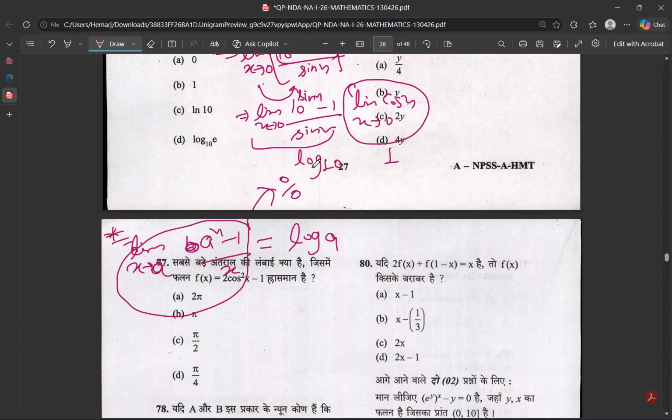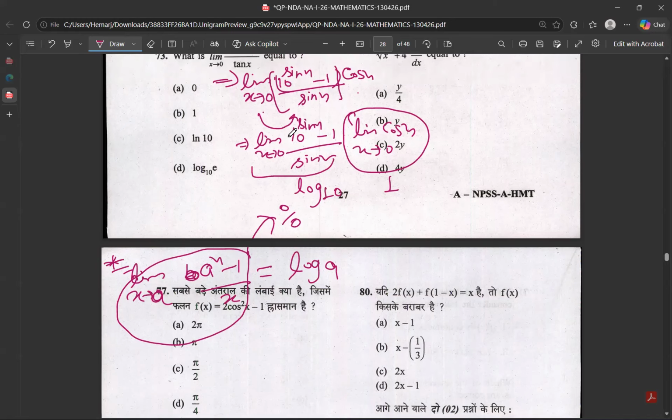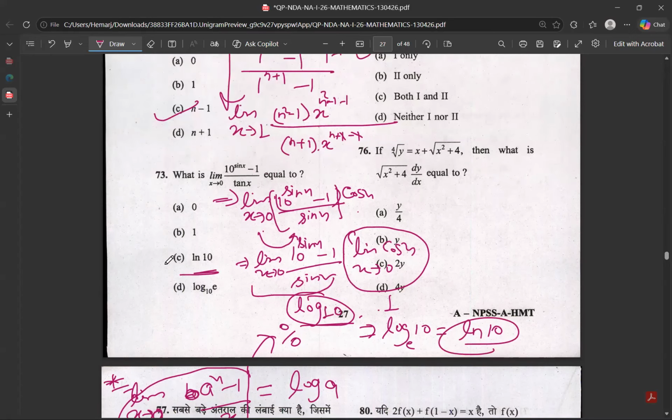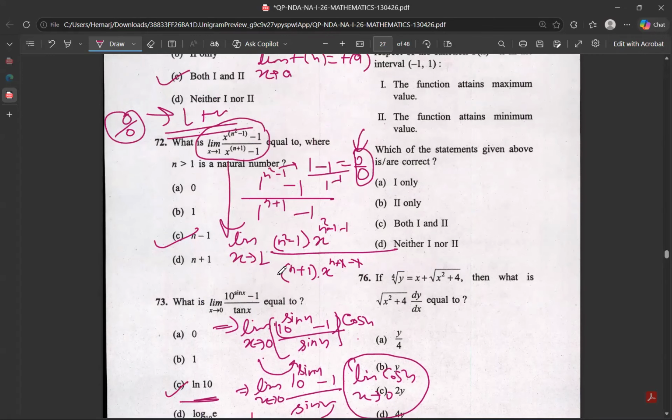No issue. If you cannot correlate this result, you can do the L'Hospital rule. You can first write the derivative of numerator, then derivative of denominator, no issues. But if you know the result, directly write log 10. Log 10 into 1 will be log 10. Let's check. See, ln 10. When the base of log is e, you can also write it ln 10. So, for 73, answer is C.